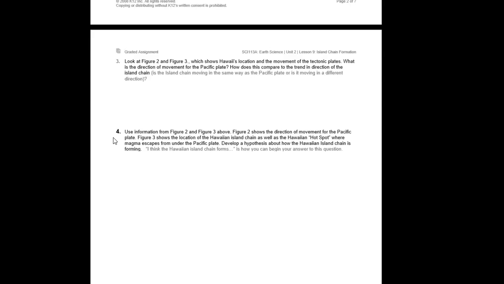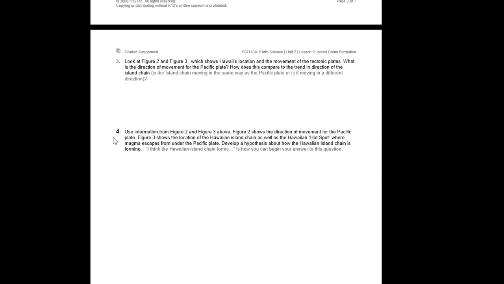Question 4 says, use information from Figure 2 and 3. Figure 2 shows the direction of movement for the Pacific Plate. Figure 3 shows the location of the Hawaiian Islands as well as the Hawaiian hotspot where magma escapes from under the Pacific Plate. Develop a hypothesis about how the Hawaiian island chain is forming. This is where you bundle all of that information together into one statement. I think the Hawaiian island chain forms, and then you fill in the blank here. That's one way to begin your answer.